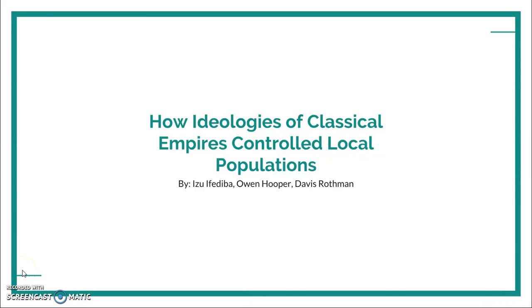We will compare and contrast the ideologies used by new empires in the classical period from 600 BCE to 600 CE, and how these beliefs allowed the empires to manage their diverse populations.